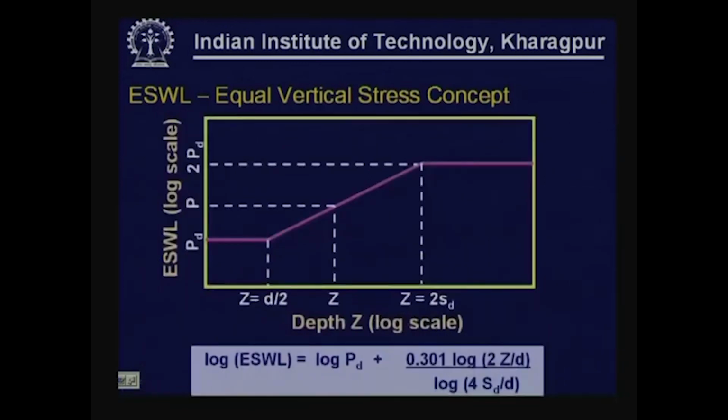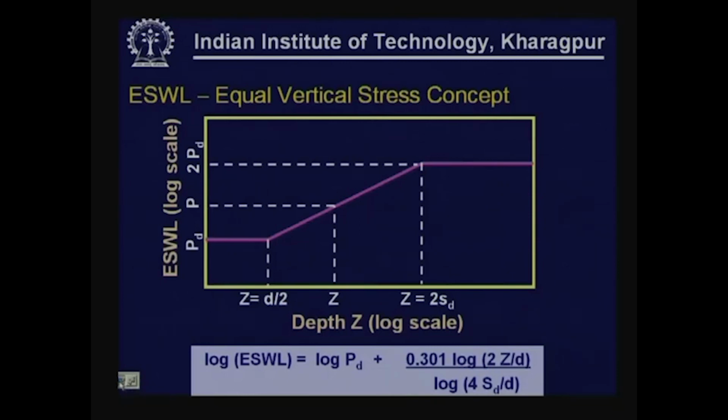This concept is presented pictorially here. On the x axis we have the thickness plotted on a log scale. On the y axis the corresponding equivalent single wheel load is plotted. As you can see here, for depths less than d by 2, the equivalent single wheel load will be PD. For depths more than or equal to 2 ST, the equivalent single wheel load would be 2 PD, and for any intermediate depth given by Z, the corresponding equivalent single wheel load P can be obtained by interpolation.